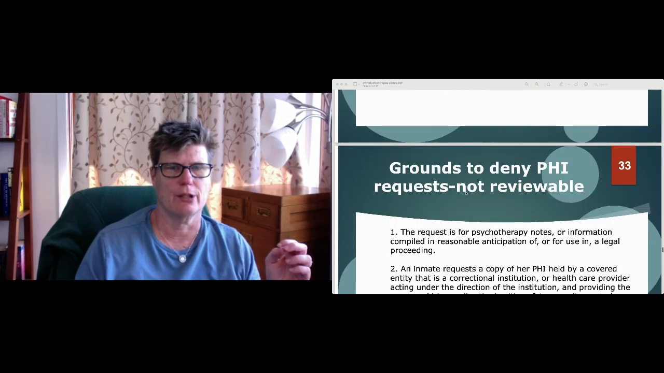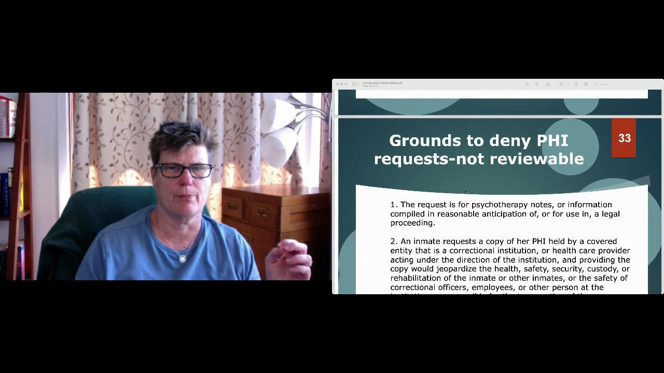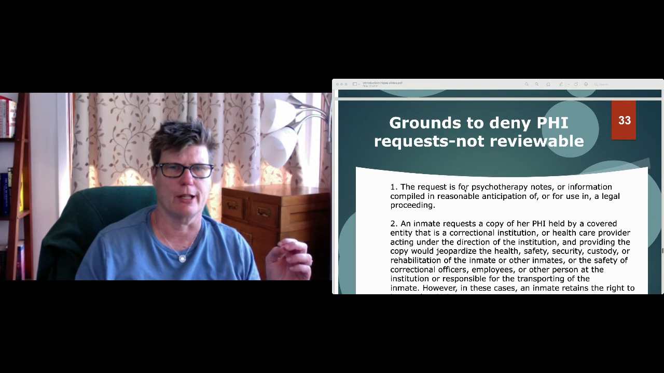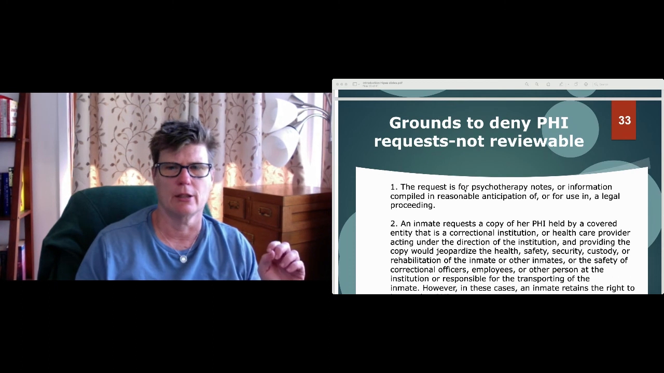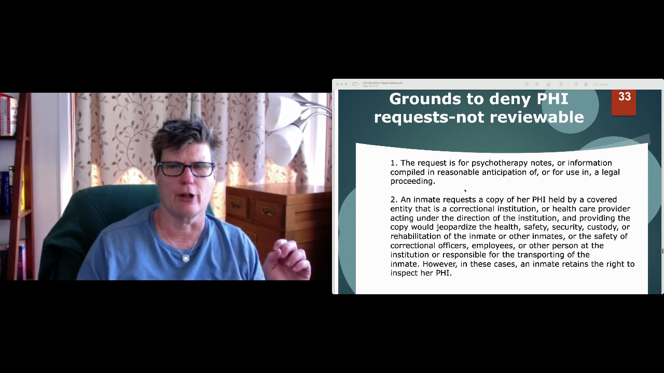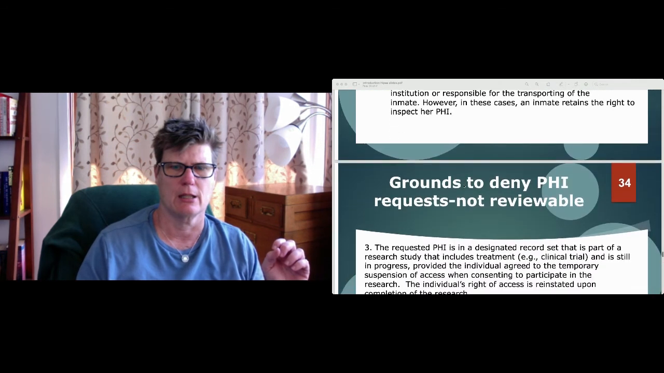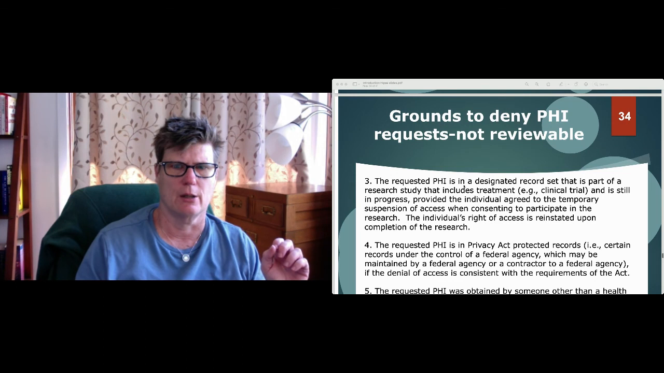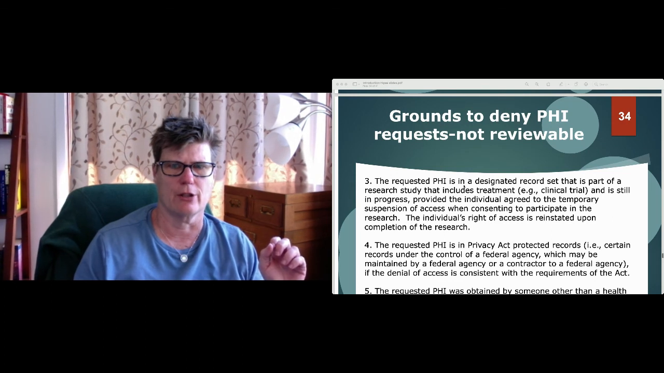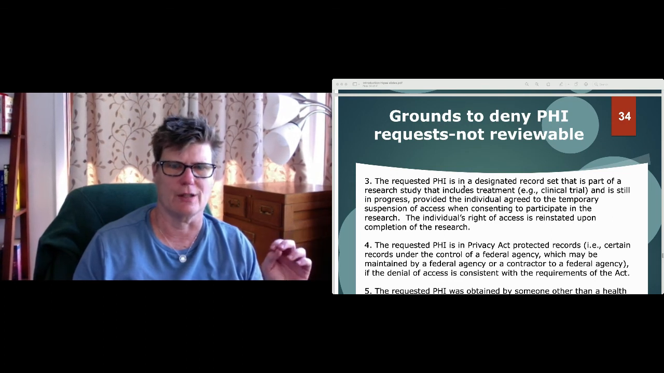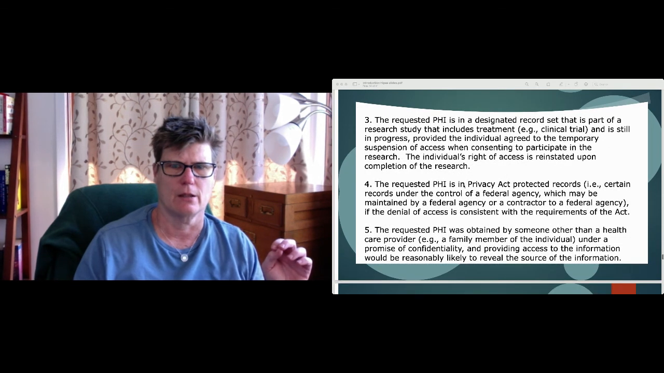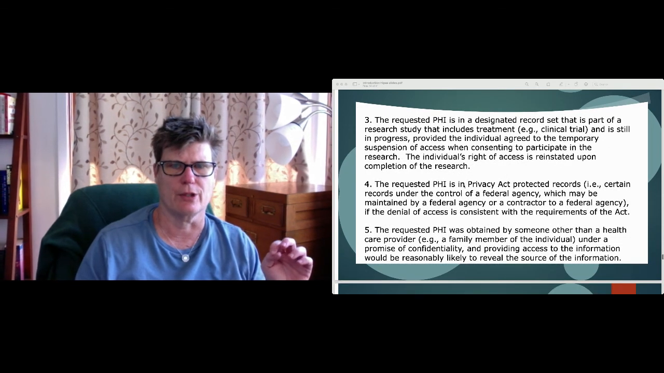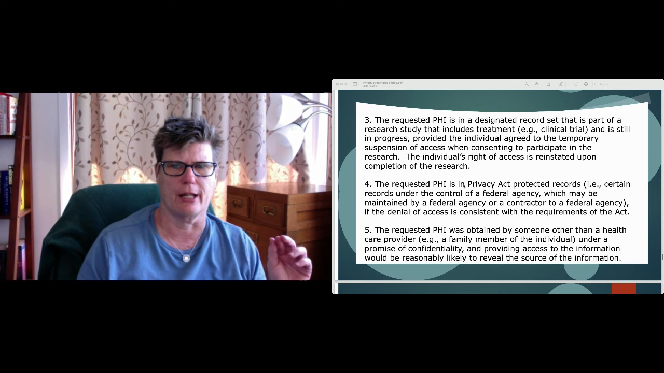So your grounds to deny a protected health information request from a client that are not reviewable, meaning they can't appeal it, are psychotherapy notes, an inmate, a research study, a Privacy Act protected record. This might be like a federal agency. And or the information was obtained by somebody else other than a healthcare provider.